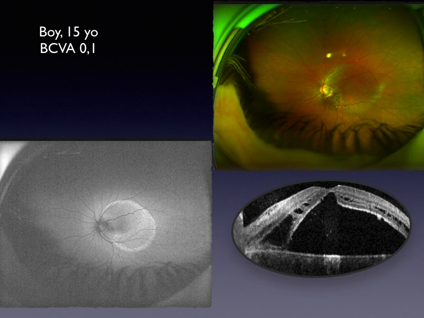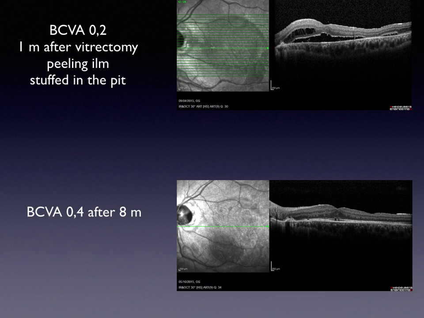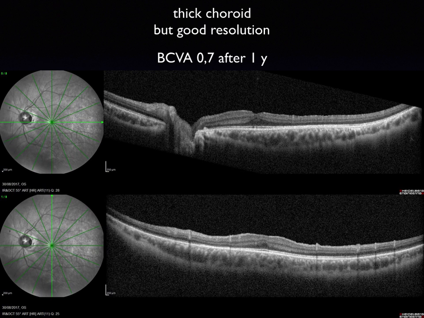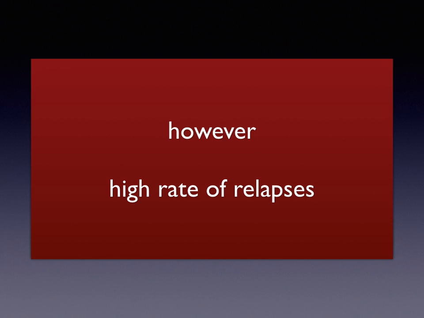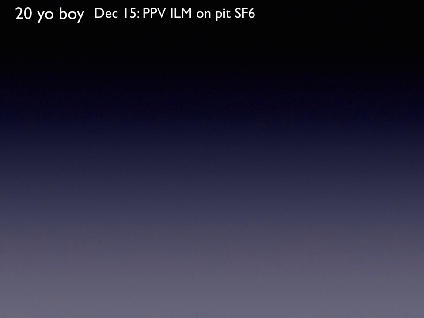Look at this case, a case of a boy, 15 years old, 0.1 vision with a detachment that involves the whole posterior pole. After vitrectomy and ILM peeled over the nasal side of the macula and stuffed into the pit, you see a progressive improvement in vision and anatomy. And this is 1 year after surgery. It looks beautiful. However, it's true that there is a high rate of relapses.